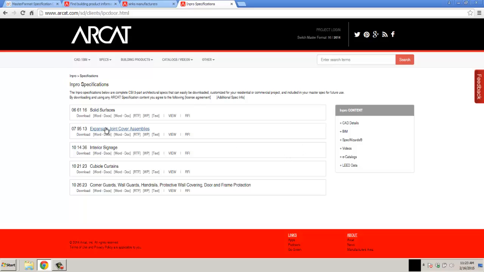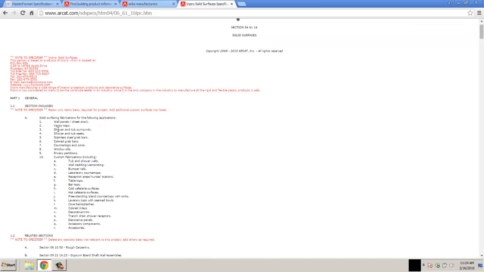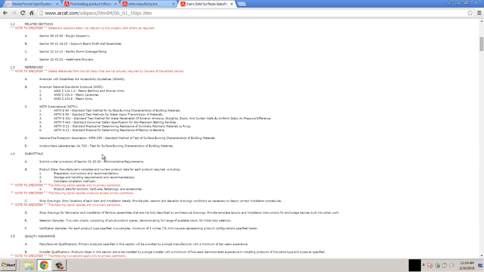All right, well, there you go. So here's InPro's specifications for their corner guards, protective wall coverings, cubicle curtains, interior signage, expansion joint cover assemblies, and solid surfaces. And it gives you the spec section here that it falls under. So 06, solid surfaces would be a finish type material. 61, if we just look at the view of that specification, it includes shower and tub surrounds, stainless steel grab bars, window sills, anything that's going to be covered to protect it. So those things are all included.